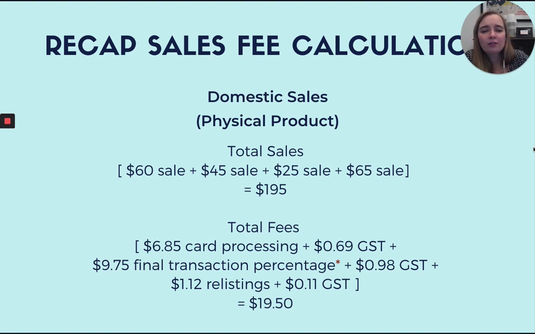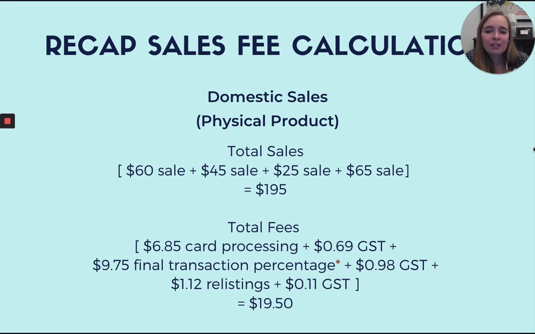If we look at fees, and this is for domestic sales and for physical products, if we start to go towards that monthly, we're going to add up all our monthly sales. So if we made 4 sales in the month, $60, $45, $25, and $65, we can start calculating from that $195 total. Now, it's not so important what the customer paid in shipping versus what they paid in item price because Etsy are charging the same on those.